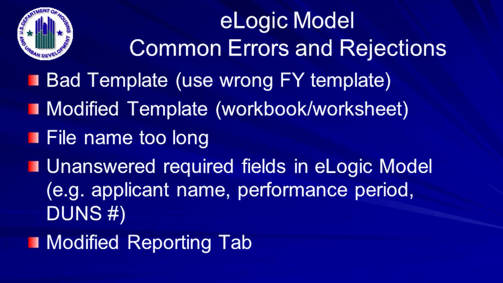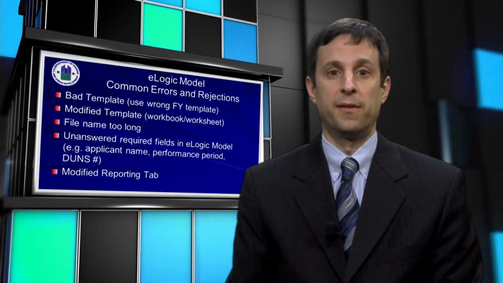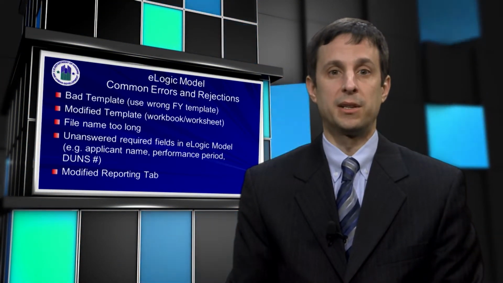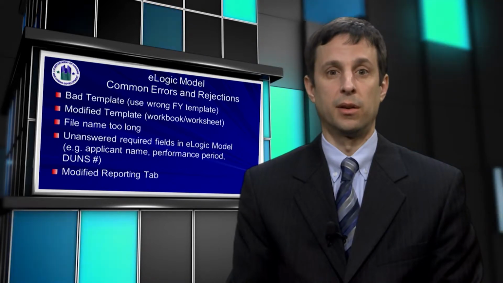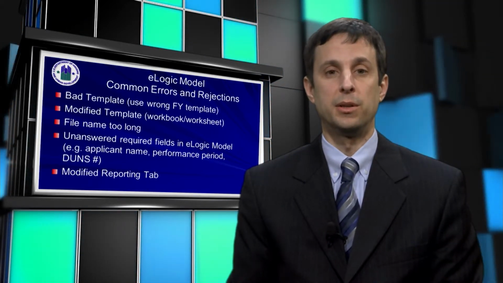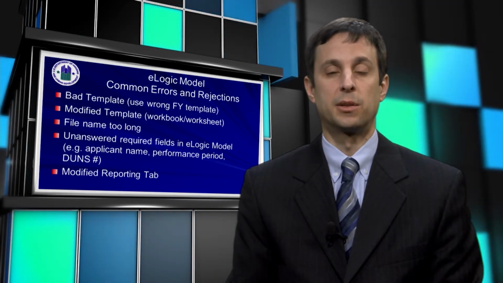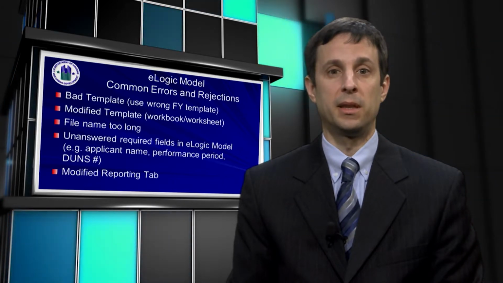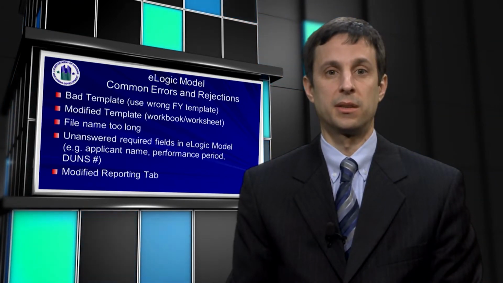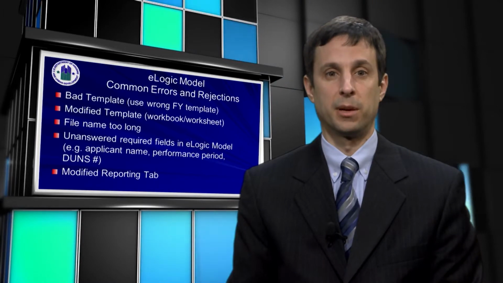File name too long. The field office must rename the eLogic model to 32 characters or less before saving it to their local network drive. It's critical that the field office rename the eLogic model to 32 characters or less, or else it will be rejected from the SharePoint site.